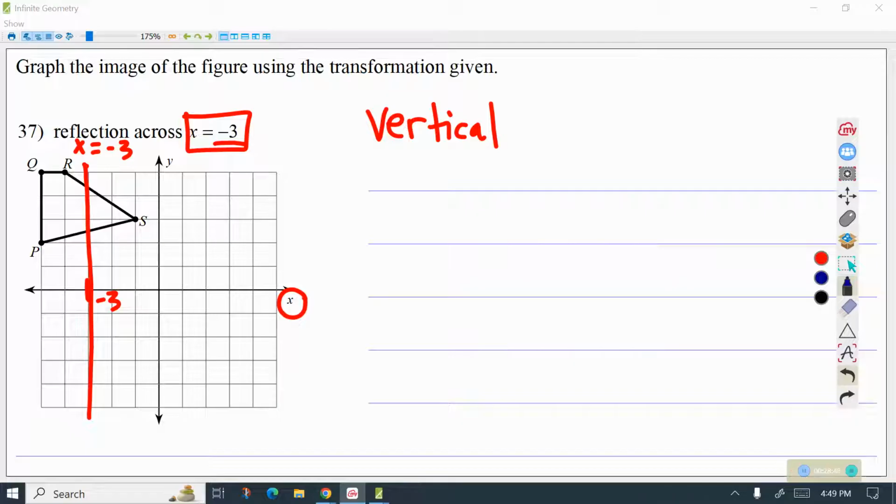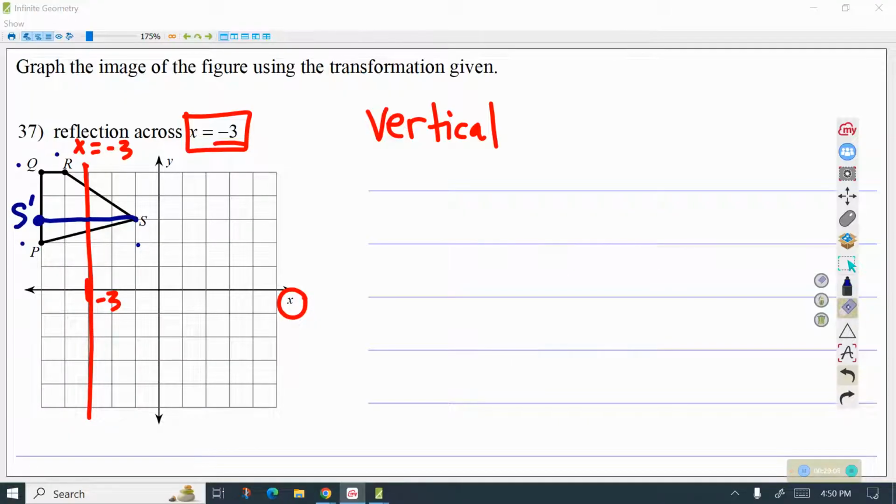Notice that these 3 points, P, Q, and R, are on the left side. So when I reflect them, they're going to go to the right. But S is on the right side, so when I reflect S, S should go to the left. So let's do S first. S is 2 away, 1, 2. So I go another 2 steps, 1, 2, and I call that point S prime.